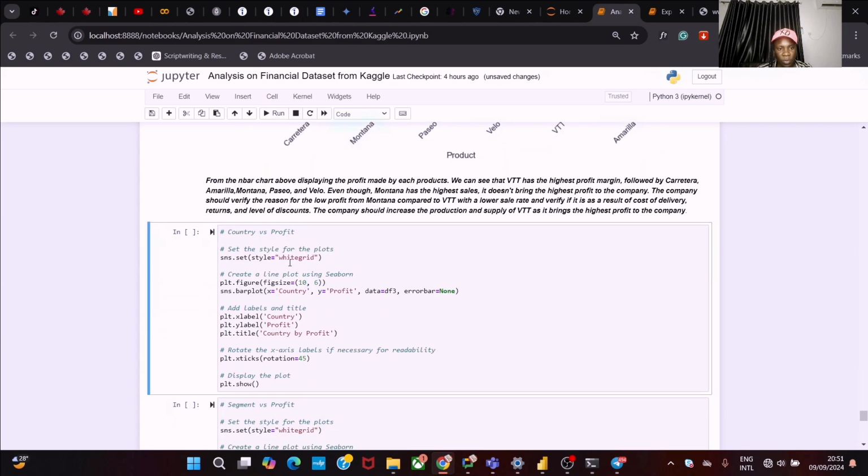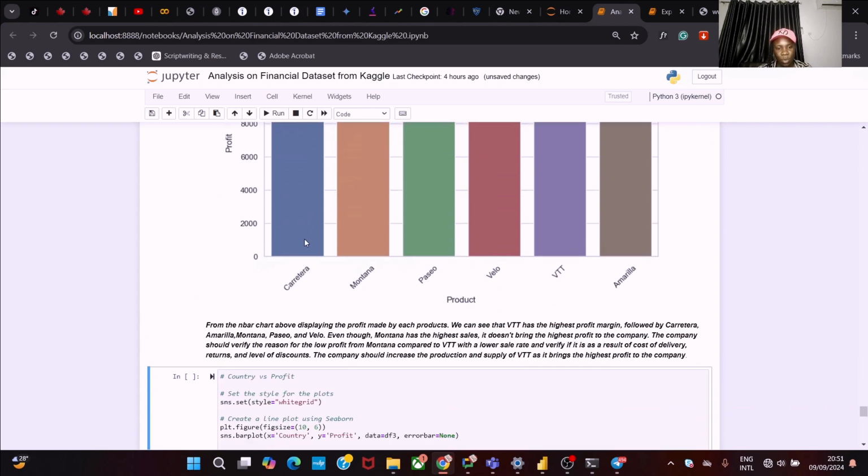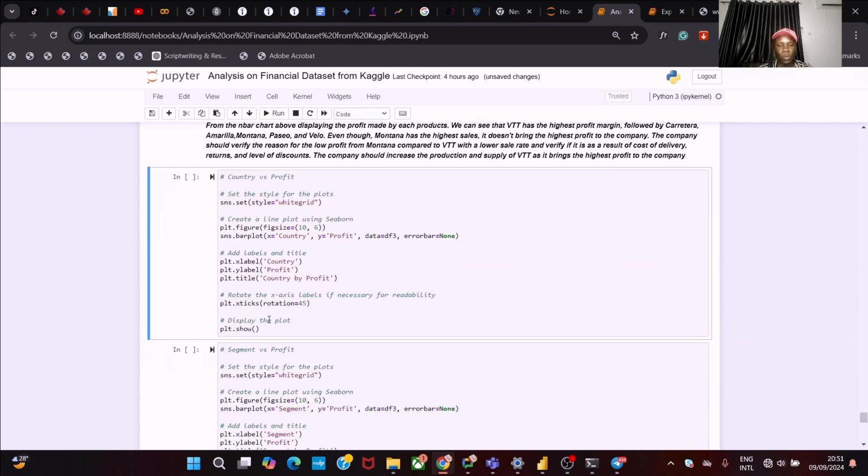So the next thing we are going to be visualizing is the country versus profits. In this visual, we are trying to know the country with the highest profits. As you can see, we have checked the product with the highest profits. Now we want to know the country with the highest profits, so which country the company should be distributing more supplies to. This is what we are trying to know.